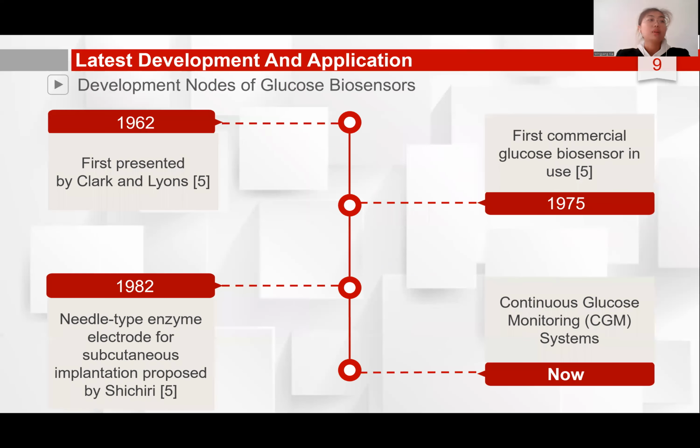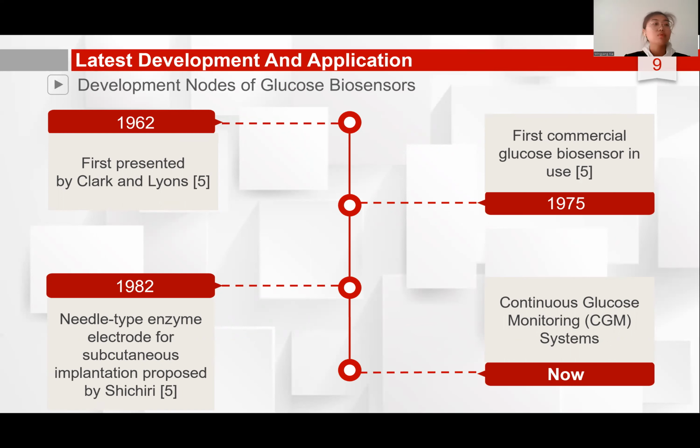And as we know, the development of any kind of technology takes a long time. So here I will give you some development notes of glucose biosensors. The concept of the glucose biosensor was first presented by Clark in 1962. And the first commercial glucose biosensor was used in 1975. It was almost exclusively used in clinical trials because of its high cost.